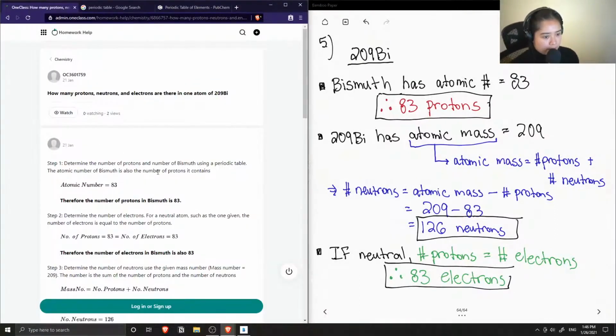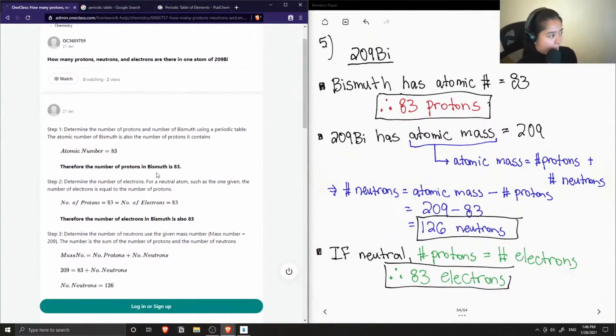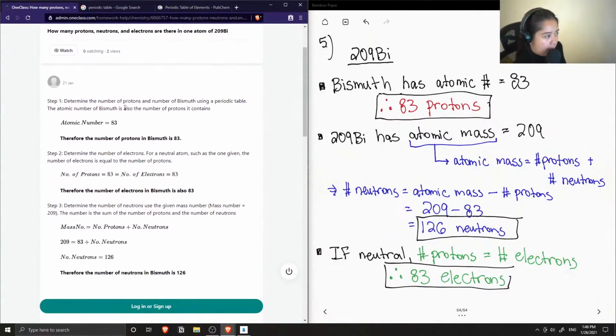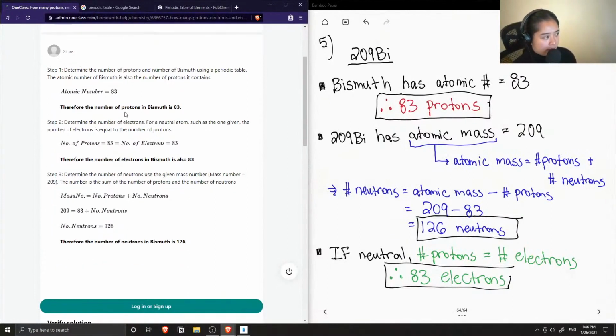So now let's see what the junior tutor said. Step 1 is to determine the number of protons and number of bismuth, I'm guessing atomic number of bismuth, using a periodic table. The atomic number is also the number of protons it contains, so we have 83 protons.